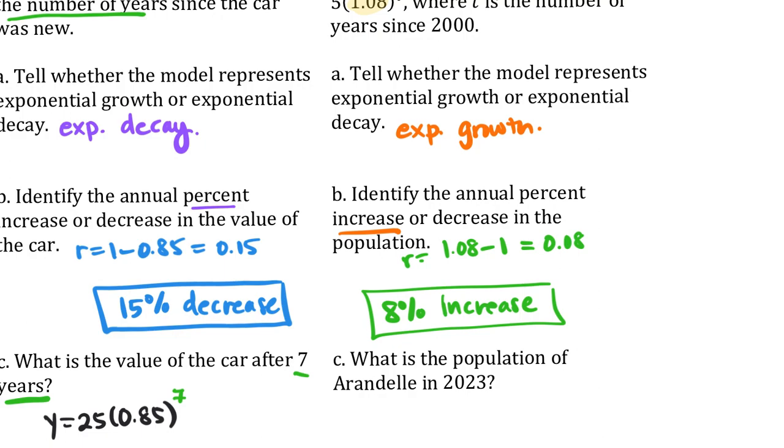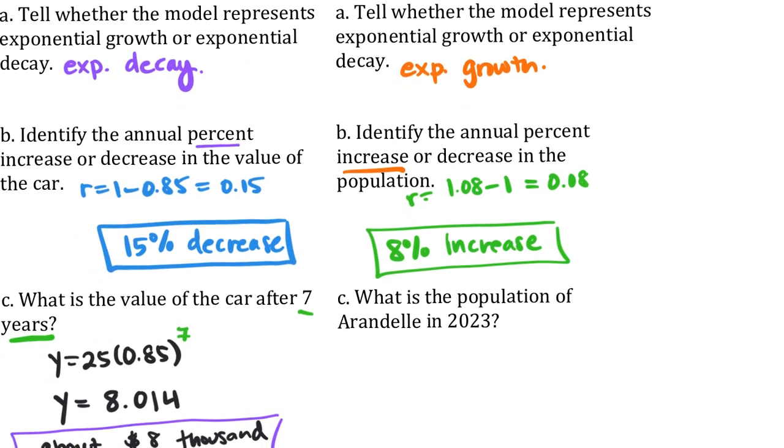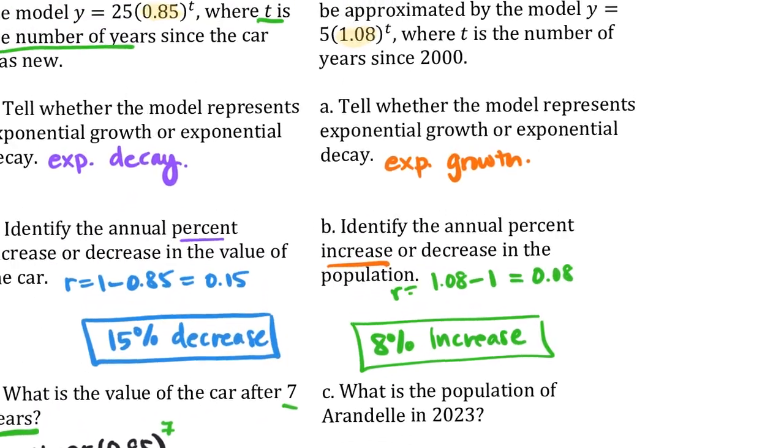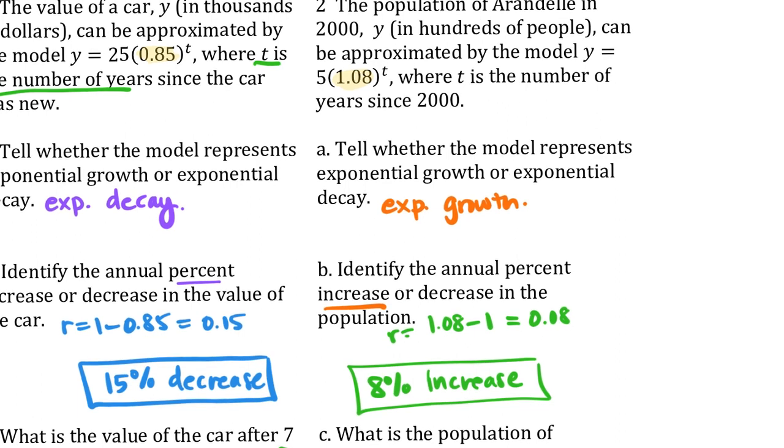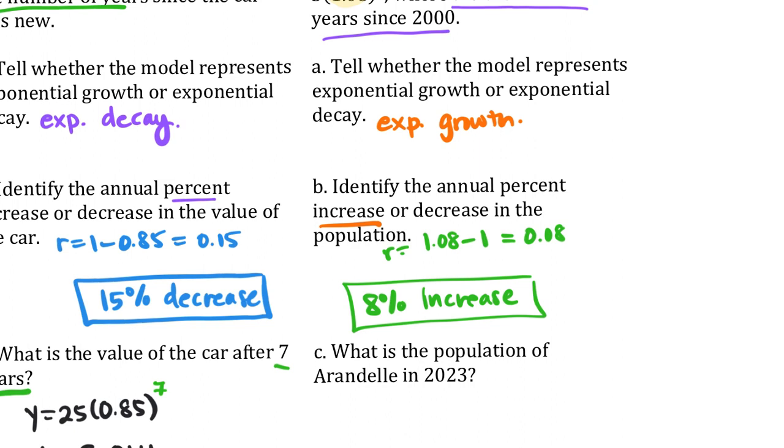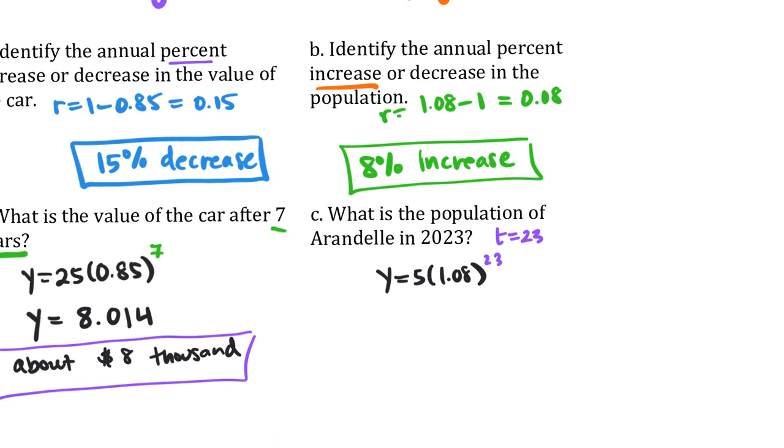Okay, the last question asks, what is the population of Arendelle in 2023? Okay, let's go back and see what we need to plug into the equation. Something about the years. Yeah. T is the number of years since 2000. So if I'm in 2023, then T is going to be 23. So let me plug that into my equation. Y equals 1.08 raised to 23. And I'm just going to put the whole thing in my calculator. I'm going to get a decimal because exponential models often do this to us.